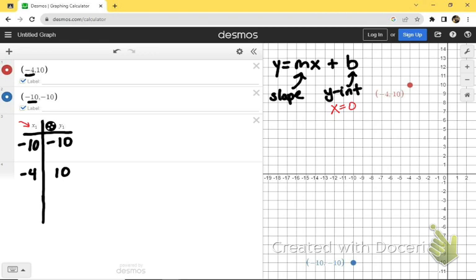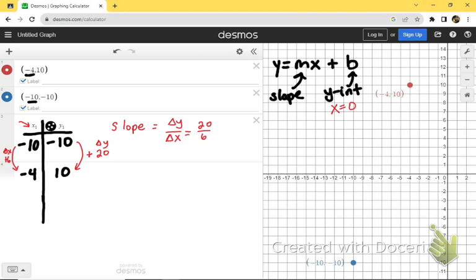So to find the slope of a line, slope is equal to the change of y over the change of x. So I want to see how much the y values change. I'm going to take this here from -10 to 10. That is increasing by 20. So this is our change of y. And now our change of x is going to go from -10 to -4. So our change of x is going up by 6. So as a fraction, this is going to be 20 over 6.